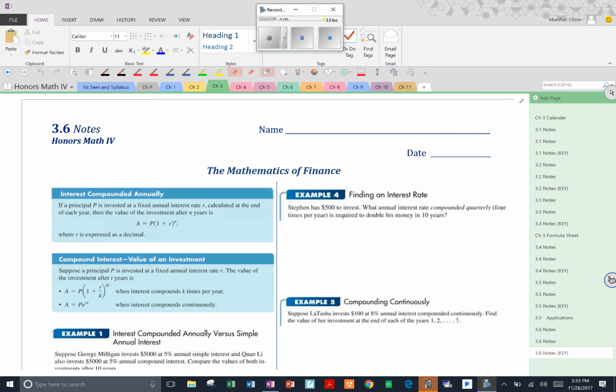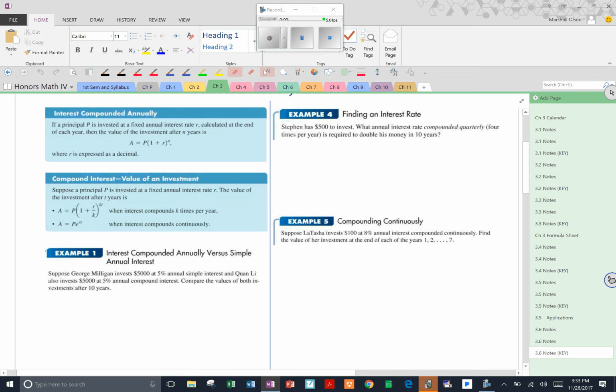All right, today we're going to wrap up Chapter 3 by taking another look at finance problems, some that we've already done, and then a look into a few that we haven't done yet. The first part we're going to look at here are the ones involving compounded interest.